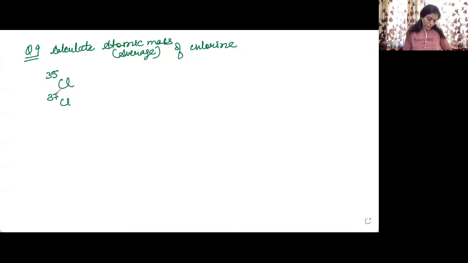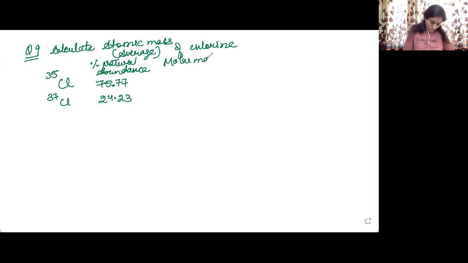We have been given 2 isotopes of chlorine and their percentage natural abundance. It is 75.77 for chlorine 35 and 24.23 for chlorine 37. Okay, and their molar mass has been given to be equal to 34.9689 for chlorine 35 and 36.9659 for chlorine 37. Okay, and we need to find out what is the average atomic mass.